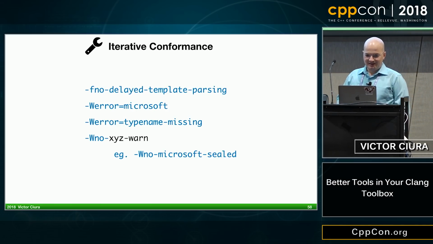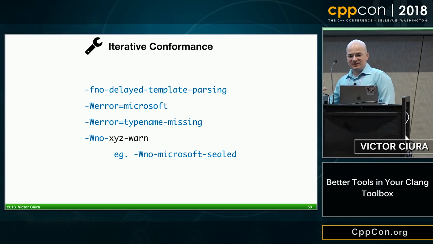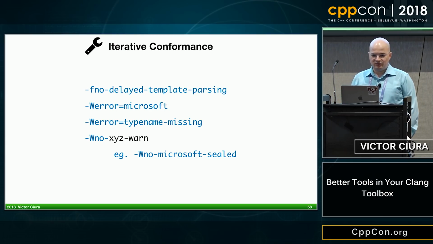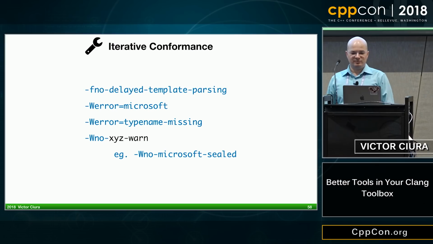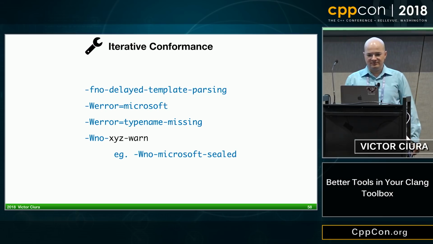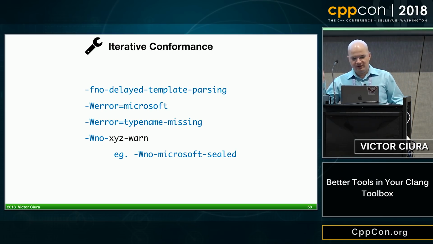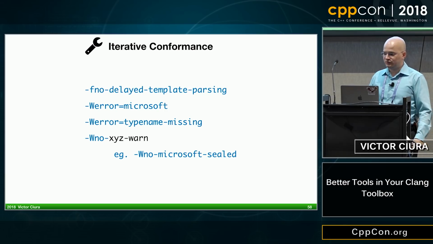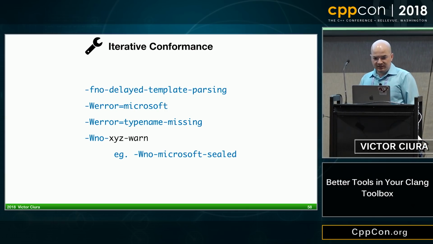So you can be iterative on achieving conformance. You don't have to be extremist right off the bat. You can disable delayed template parsing. Throw in Microsoft compatibility switches for the Clang compiler. Ignore the type name thing. Suppress particular warnings that are very noisy in your code base, and just come back to them later when you're feeling better.